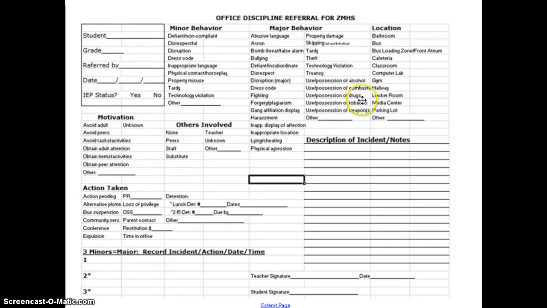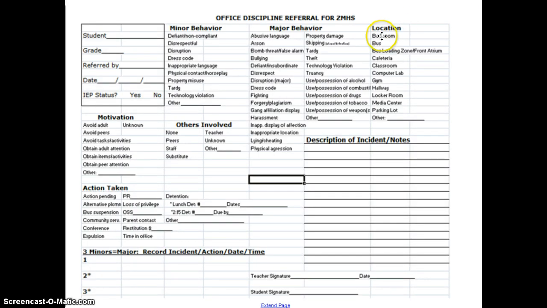Here, alcohol and drugs are separate. Tobacco is separate. Weapons and combustibles. Because again, if we're having a possession issue, what is possessed? Do we have a tobacco problem? Do we have a drug problem? Do we have an alcohol problem? Do we have all three? How can we have good data to know what is going on in our school?